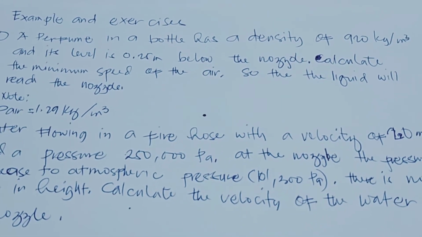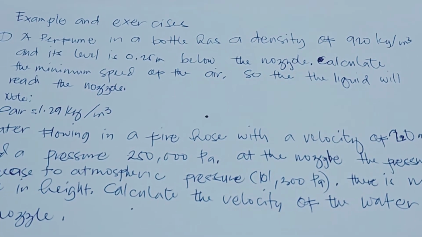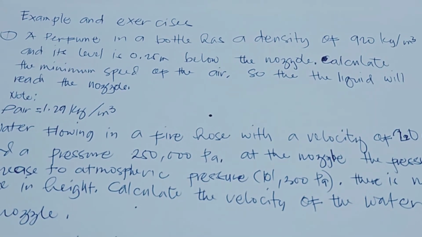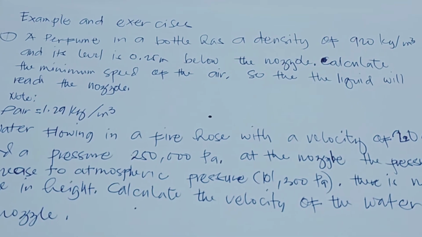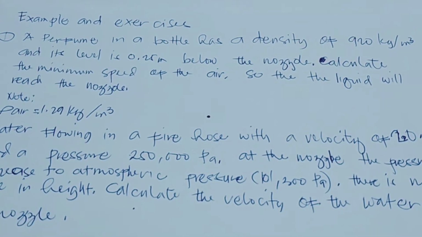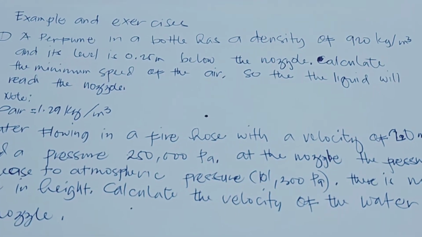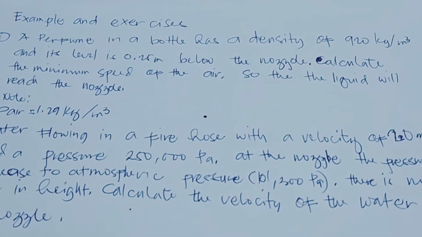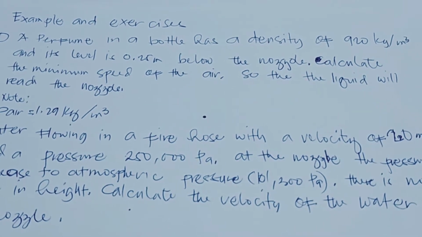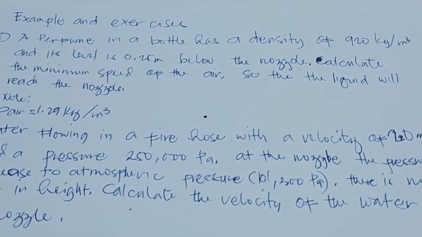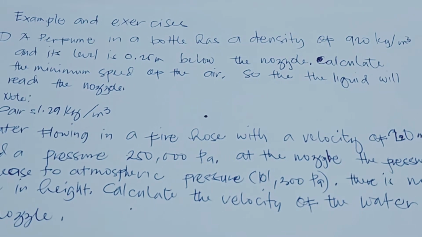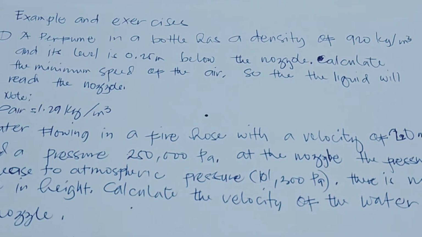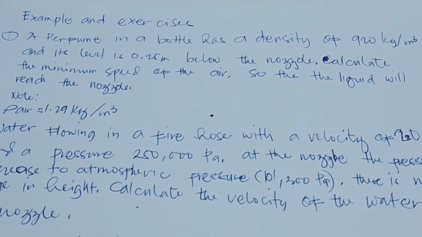Probably bigay ko na lang sa inyo yung problem number 2. Okay lang ba? So for problem number 1, we have here a perfume in a bottle has a density of 920 kilograms per cubic meter and its level is 0.25 meters below the nozzle. Calculate the minimum speed of the air so that the liquid will reach the nozzle.